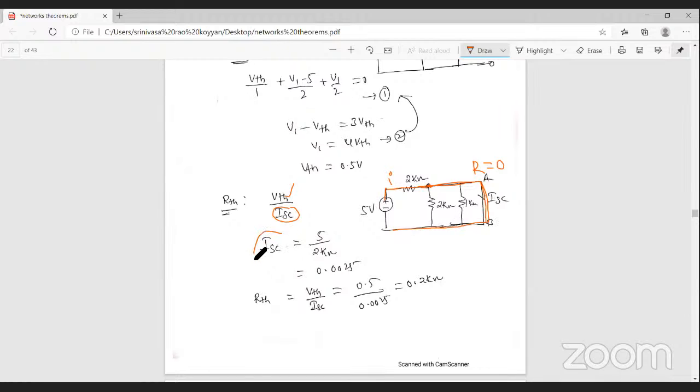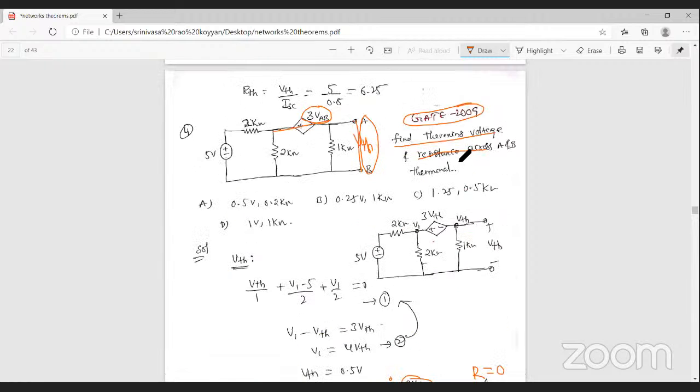So the short circuit current ISC is equal to total voltage by total resistance. What is the resistance here? 2 kilo ohm only, so the short circuit current is 0.0025. Then you can find the Thevenin's resistance, that is VTH by ISC. VTH is 0.5 and short circuit current is 0.0025. Then you get the Thevenin's resistance 0.2 kilo ohm. So according to the problem, the Thevenin's voltage and Thevenin's resistance are found. That is the GATE problem 2009.